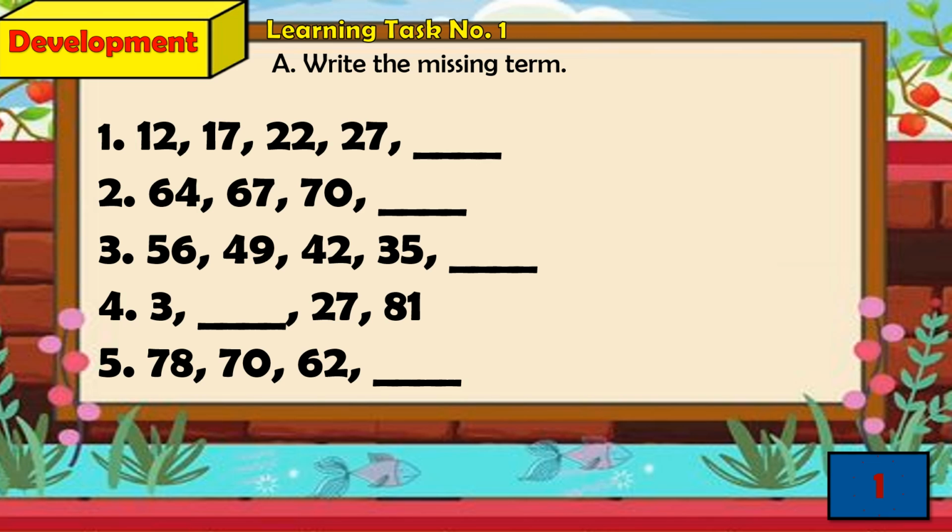Okay, so let us answer learning task 1. What do you think is the missing term for number 1? If your answer is 32, then you are correct. For number 2, if your answer is 73, you are correct. For number 3, if your answer is 28, you are also correct. For number 4, if your answer is 9, then you are correct. And number 5, if your answer is 54, then you are correct.